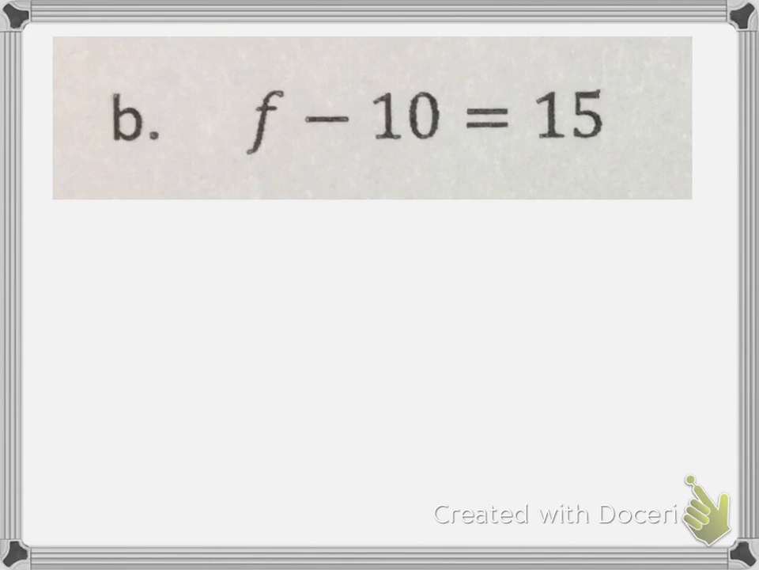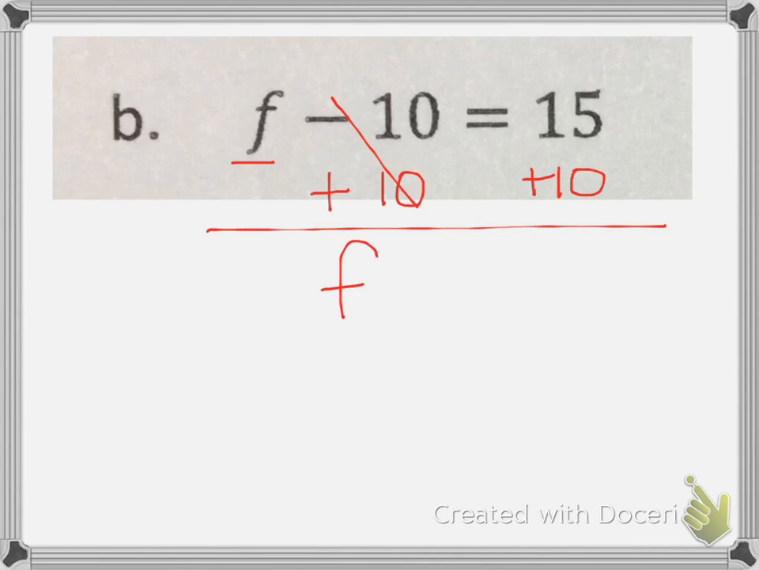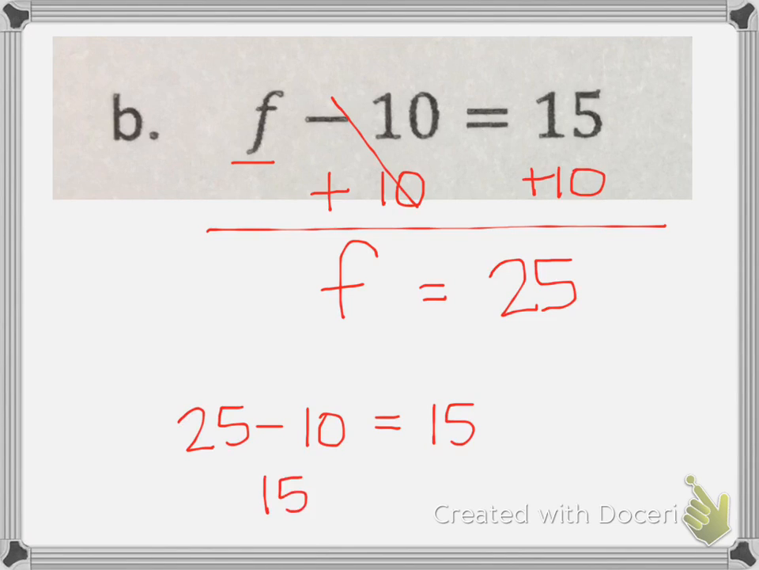Okay, let's do another one. Try it. Pause the video. I'll come back with the answer. Here we go. I want to isolate the f. I'm going to do that by undoing subtraction. Whatever I do to one side, I have to do to the other side. Negative 10 and a positive 10 cancel out. I'm left with f equals, f's going to tell me exactly what it is. 15 plus 10 is 25. F is 25. Let's check it. Substitute 25 minus 10 equals 15. 25 minus 10 is 15. 15 equals 15. It checks. Are you getting it? Pretty easy, huh?